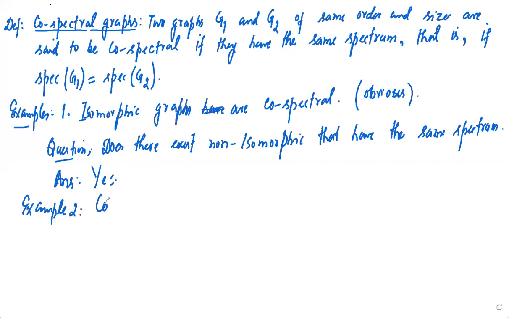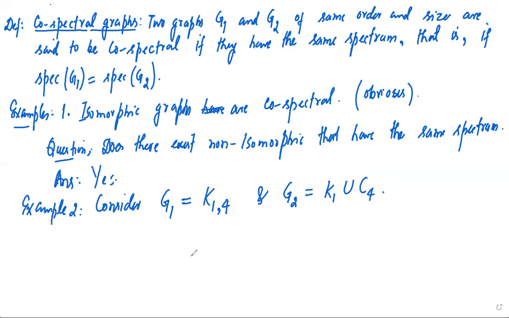Here we consider the graph G1 equal to the star graph on 5 vertices, that is K1,4. And consider a graph G2, which is the union of two graphs, K1 union C4. Then these are two non-isomorphic graphs and they have the same spectrum. In fact, we will prove it. So first we will see how these two graphs are non-isomorphic.